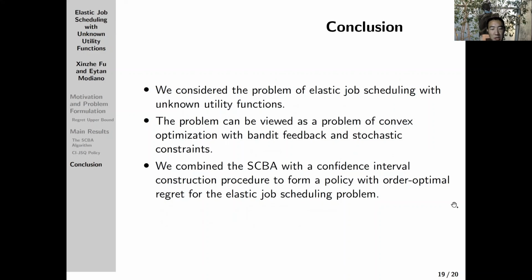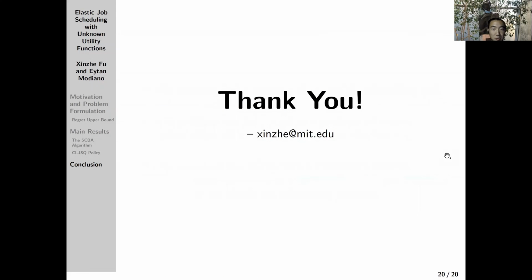To summarize, we consider the problem of elastic job scheduling with unknown utility functions. The problem can be viewed as a problem of convex optimization with bandit feedback and stochastic constraints. And we combine the SCPA algorithm with the confidence interval construction procedure to form a policy with order optimal regret for the elastic job scheduling problem. Based on our knowledge, this is actually the first work that extends the zeroth order methods to problems with stochastic constraints. So this concludes the presentation.